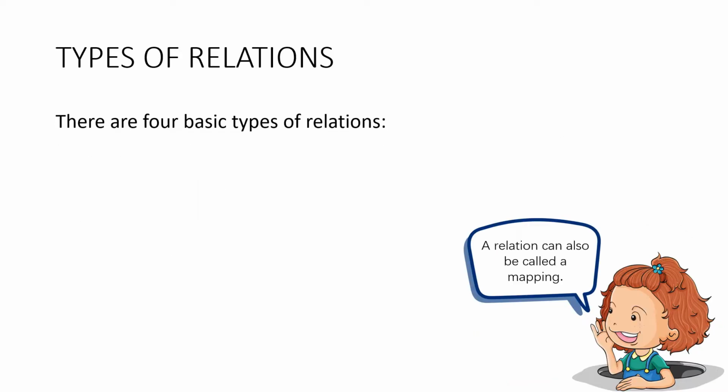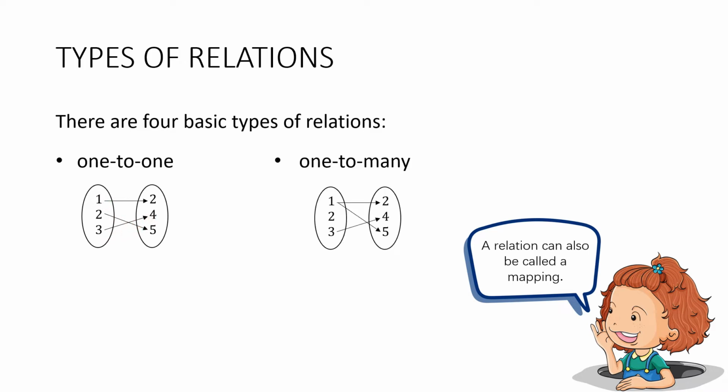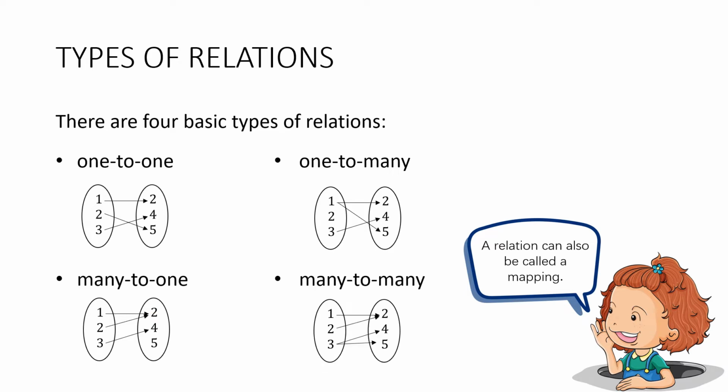There are four basic types of relations and sometimes we call a relation a mapping. So there's a one-to-one mapping, where each item in the first set maps to exactly one item in the second set. There's a one-to-many relation. So in this case, we can see the number 1 maps to two different elements in the second set. There's a many-to-one. So here we've got two different numbers in the first set mapping to one number in the second set. And there's a many-to-many, which is where we've got 2 going to 1 and 1 also going to 2.